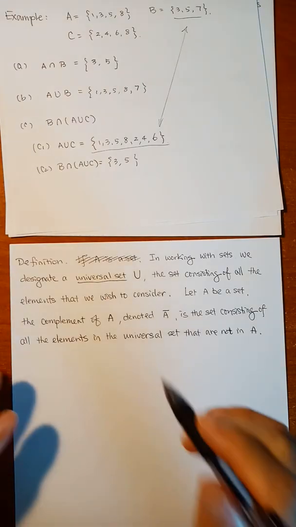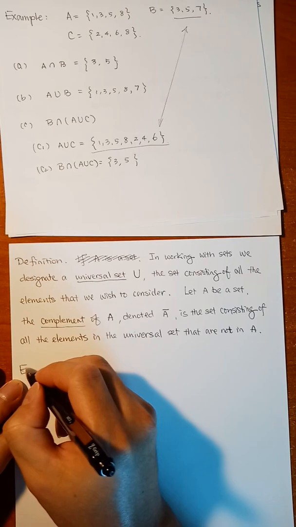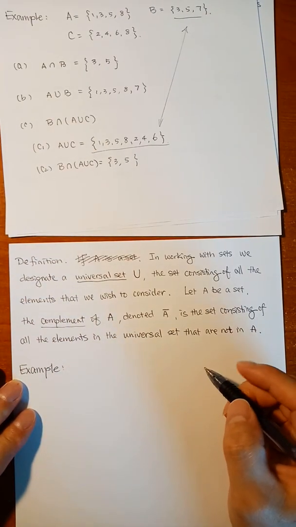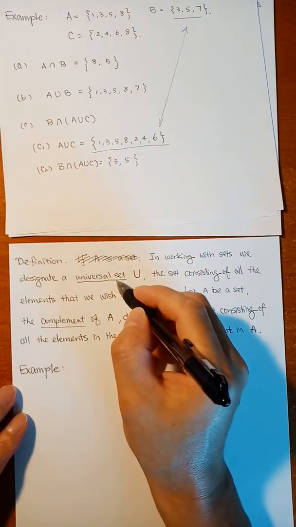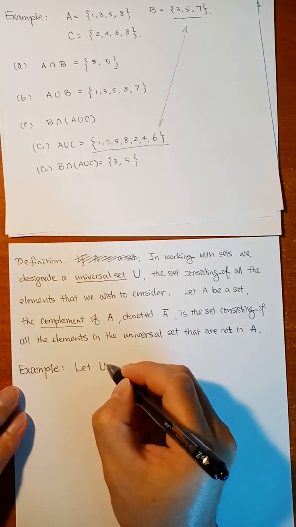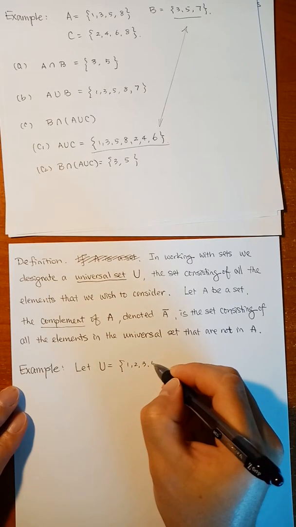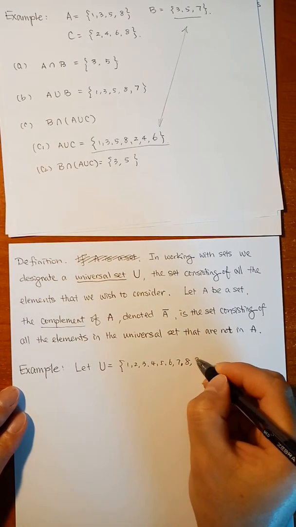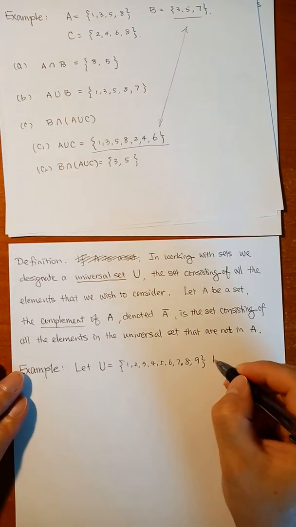Okay, so let's see the example. Whenever you talk about complement, you must clearly write down the universal set. Let U be 1, 2, 3, 4, 5, 6, 7, 8, 9. We have 9 digits, as the universal set.